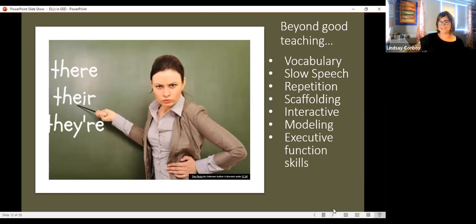And work on executive function skills. There's a lot of research right now that all students, not just ESL students, could benefit from explicit instruction in executive function skills. So how to stay organized, how to plan, how to goal set, how to take notes, and all the way down to even the most detailed organization, because they may not necessarily have these skills.